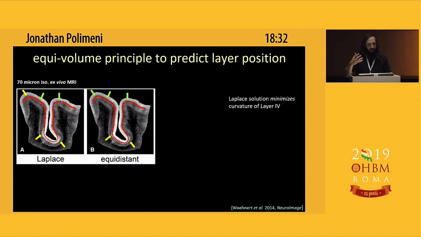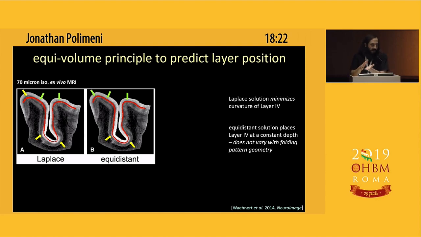They then looked at the so-called equidistant approach, which assumes that layer 4 is at a fixed relative cortical depth across the folds. This did a better job. It didn't quite capture layer 4 perfectly. Again, this doesn't take into account this effect that I showed you in the previous slide. It doesn't vary with the folding pattern geometry.